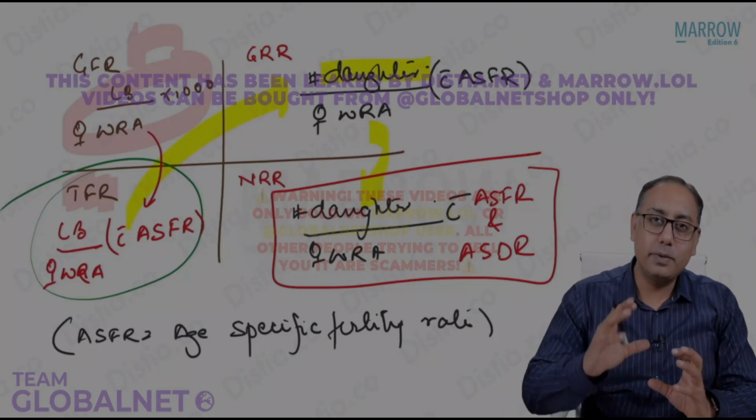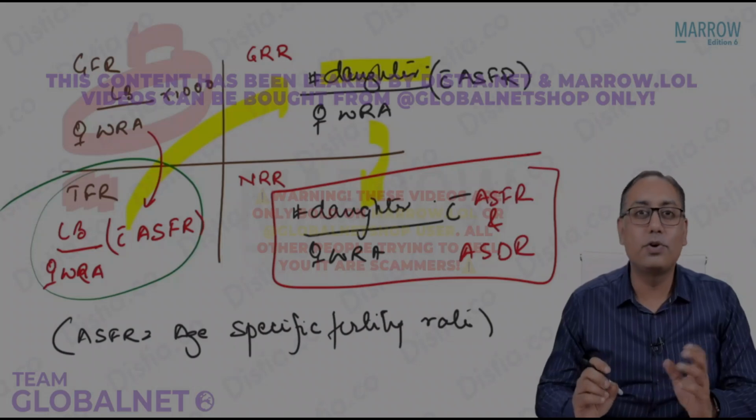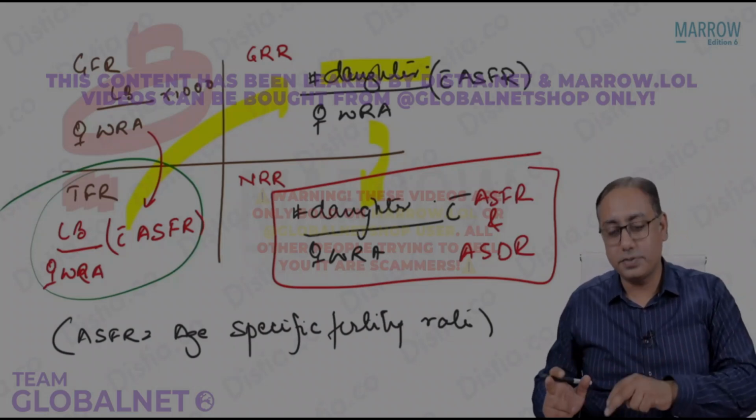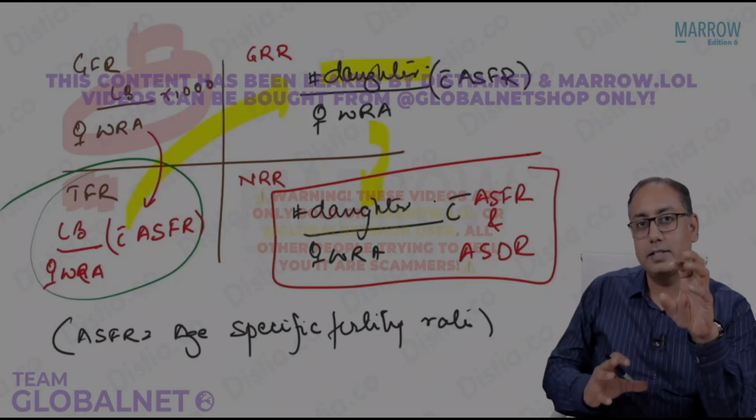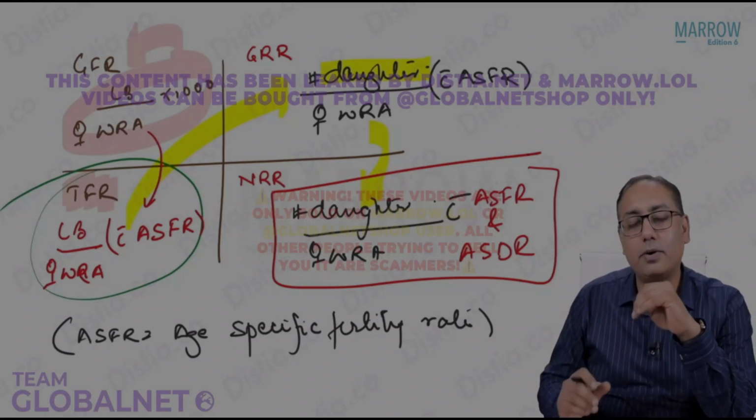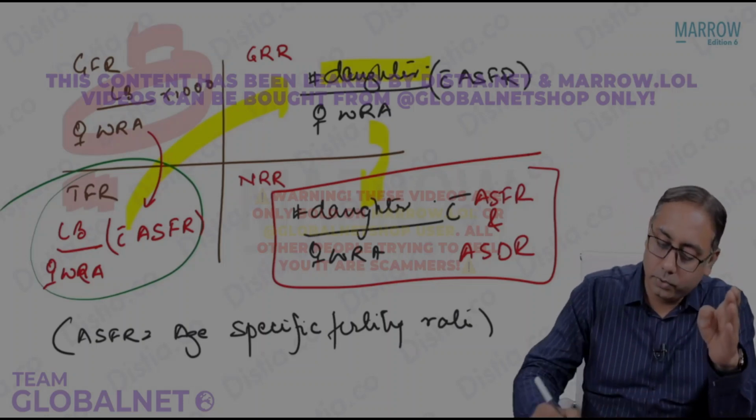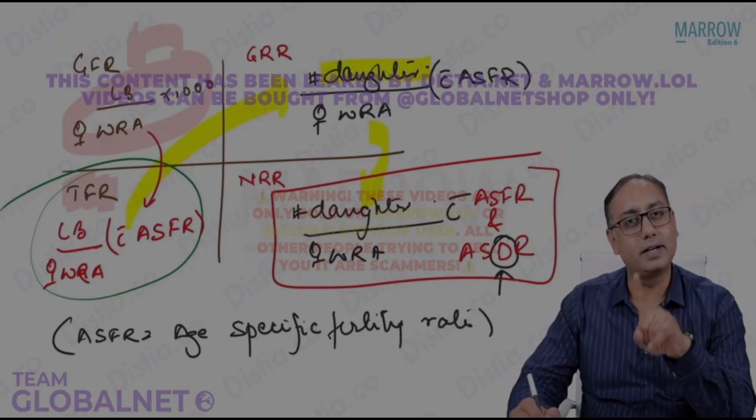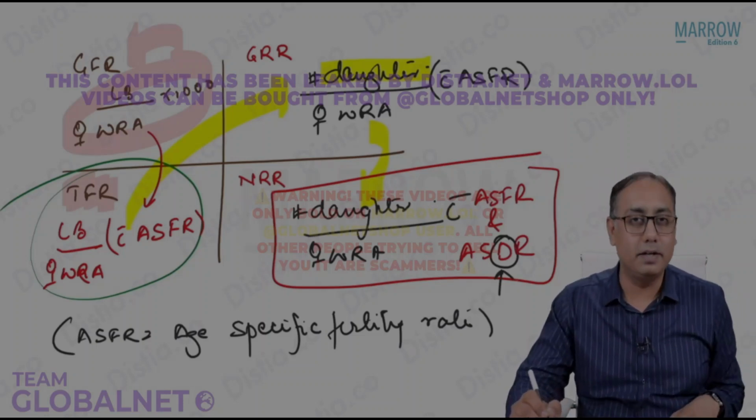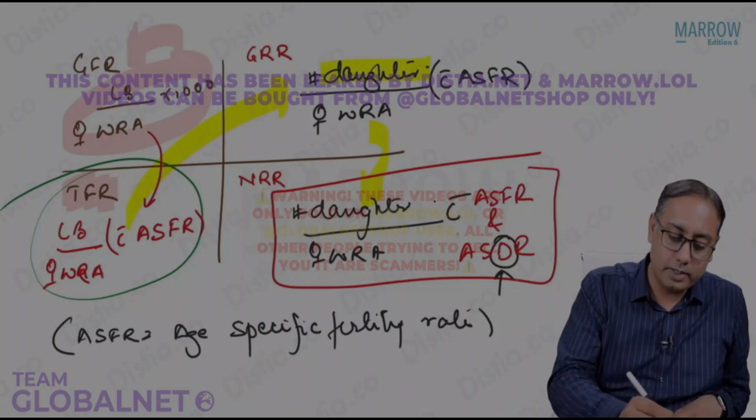So what's the difference between a GRR and NRR? GRR stands for gross reproduction rate, NRR stands for net reproduction rate. The difference between a gross and a net is that in the net you are accounting for the age specific death rates. In very simple crude language, deaths are accounted only in one indicator, that is NRR, the net reproduction rate. So did you get this? This is pretty important for your exams.